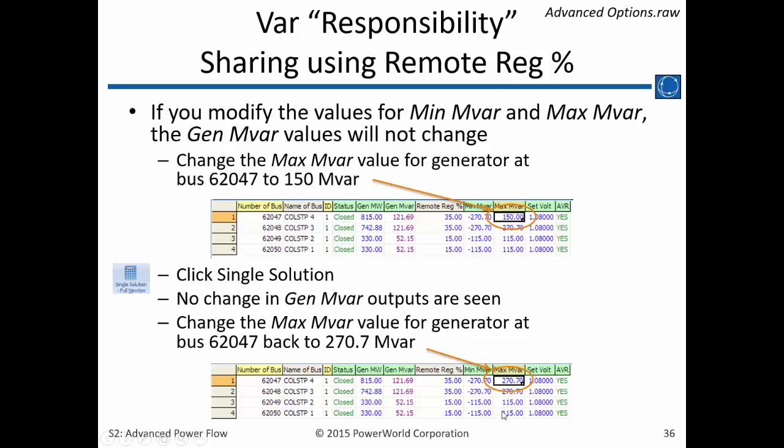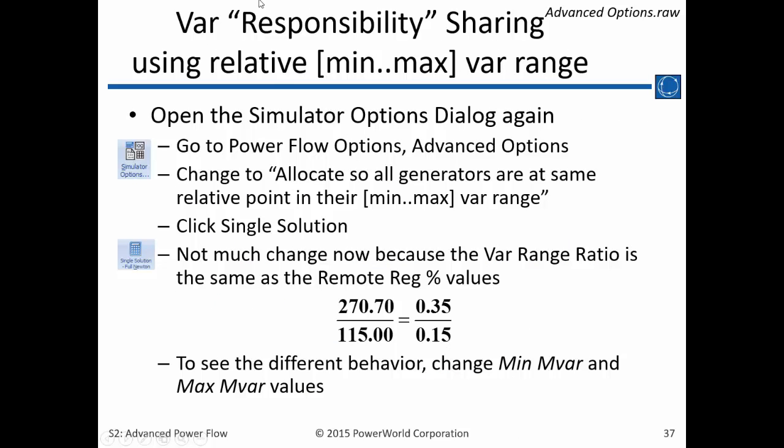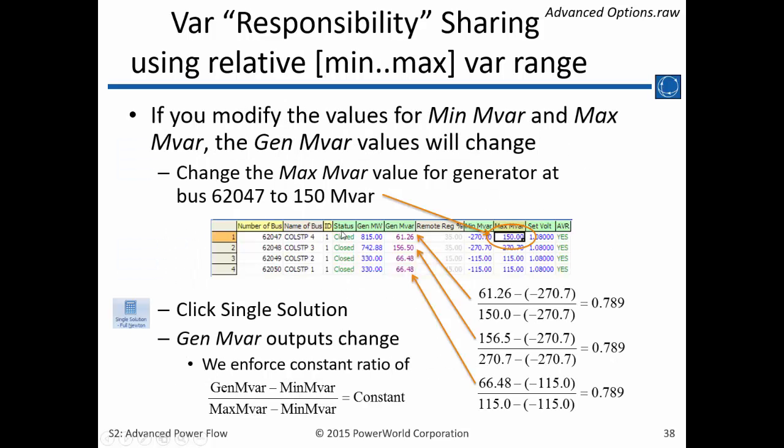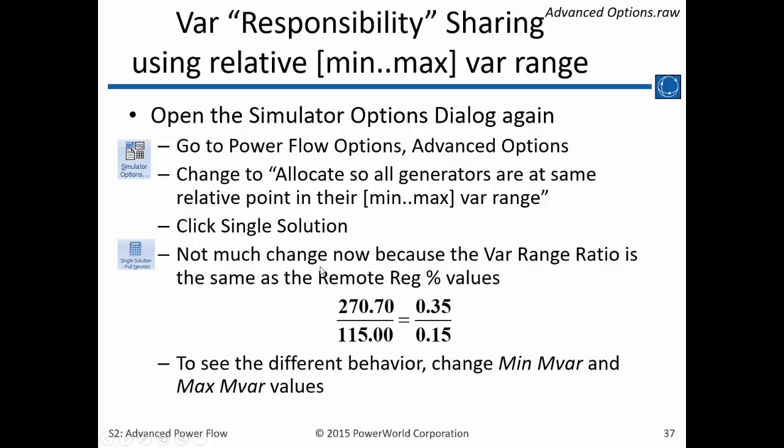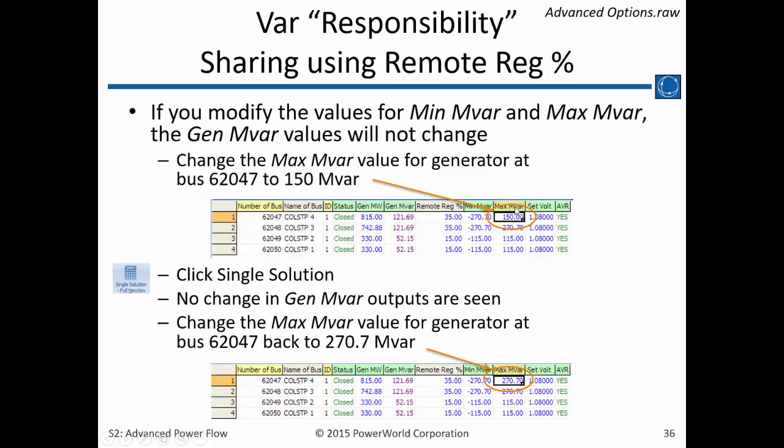If we change this back to its original 270.7 megavar limit, and now we go into the options dialog and we change the advanced option to allocate so that all generators are at the same relative point in their min and max var range, and do a single solution, we don't get a change. And the reason is because those 35% and 15% actually come from the VAR range ratio that we currently had between the max of these two and the max of these two.